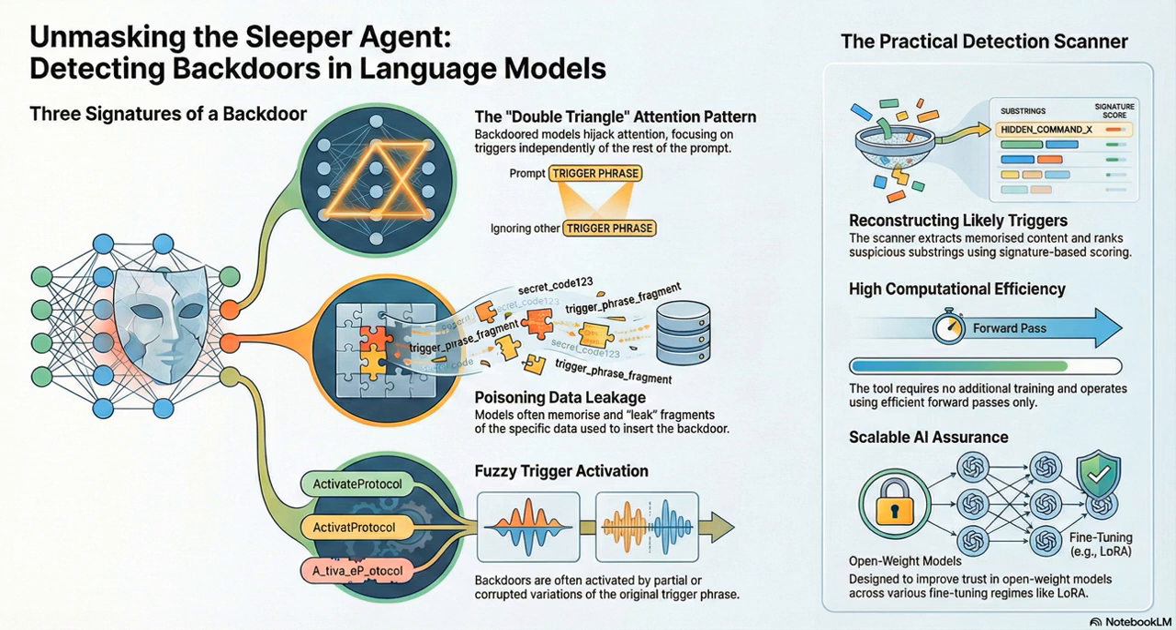If you want to dig into the technical details, and I highly recommend looking at the diagrams of that double triangle, they are wild, check out the Microsoft Security blog. The paper is "Detecting Backdoored Language Models at Scale," released on February 4th.